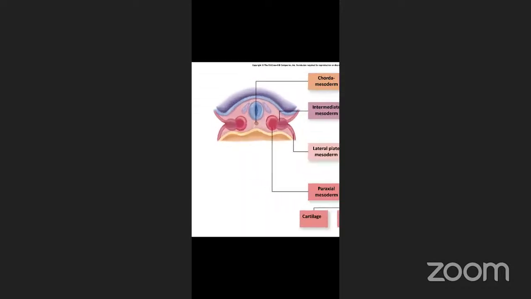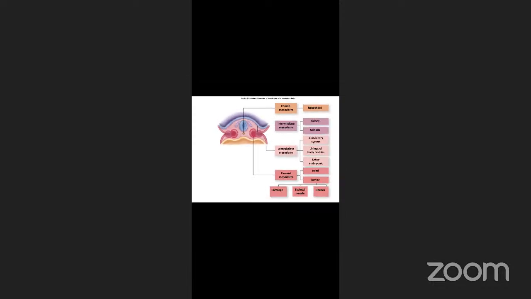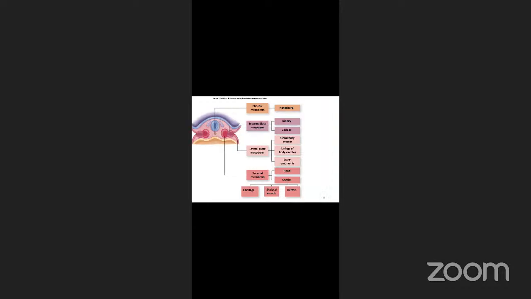So here you can see, now the central mesoderm, which is called chorda mesoderm. This chorda mesoderm will form notochord, and the intermediate mesoderm will form kidney and gonads, and paraxial mesoderm will form head and somites. And this lateral plate mesoderm will form circulatory system, lining of body cavities, and extra embryonic structures. And the somites further form cartilage, skeletal muscle, and dermis.